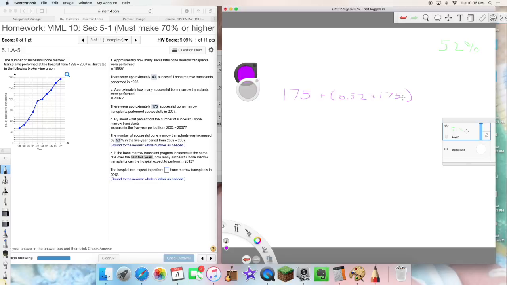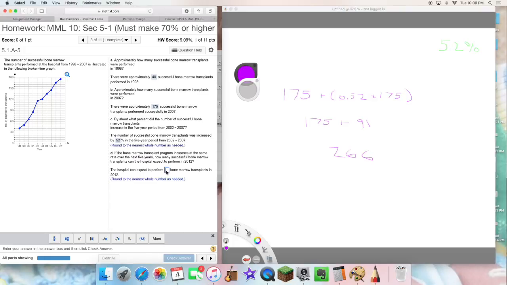So we need to find the physical change here. So we're going to say 0.52 times 175 gives me 91. So if I increase consistently, that means by 2012, I am going to have 91 more successful transplants. So altogether, I'm going to have 175 plus my additional 91. When I do all that, I should get 266. So let's see if we're right.